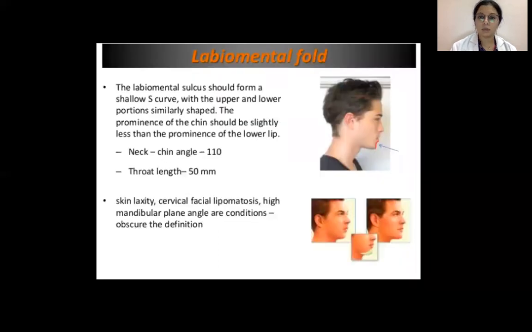The next is the labiomental fold. The labiomental sulcus should form a shallow S curve with the upper and lower portions similarly shaped. The prominence of the chin should be slightly less than the prominence of the lower lip. The neck to chin angle should be 110 degrees, throat length 50 mm. Skin laxity, cervical facial lipomatosis, high mandibular plane angle are conditions which obscure the definition.